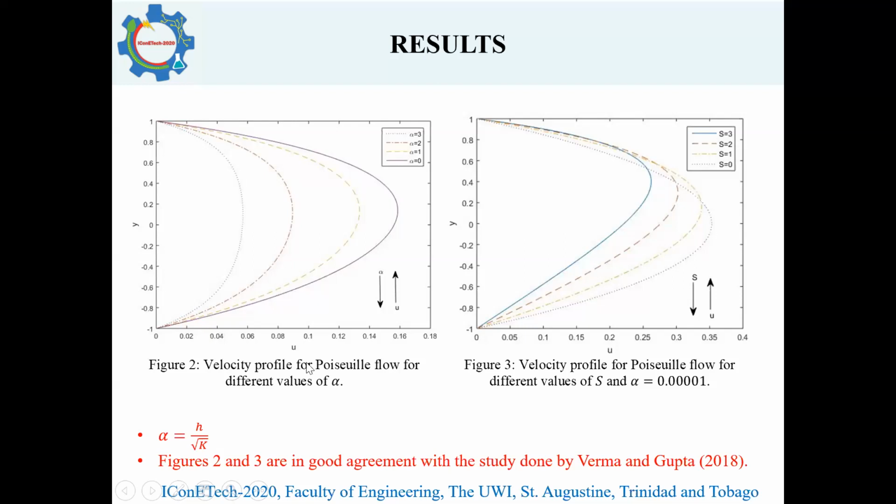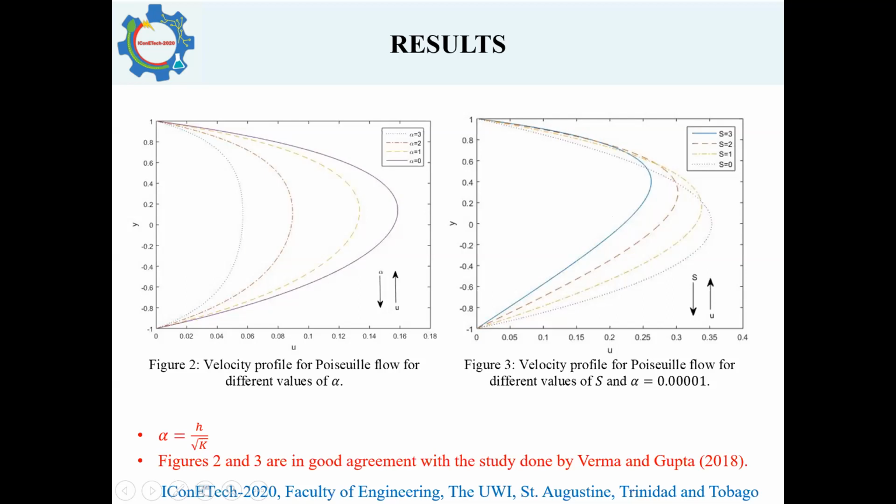Figure 3 shows how the velocity profile is affected by different values of the suction injection parameter. Here, S goes from 0, 1, 2, 3. At S equals 0, the graph seems to be symmetrical. However, at S not equal to 0, so at S equal 1, 2, 3, the graph skews towards y equal 1. This y equal 1 represents a plate where there is suction.